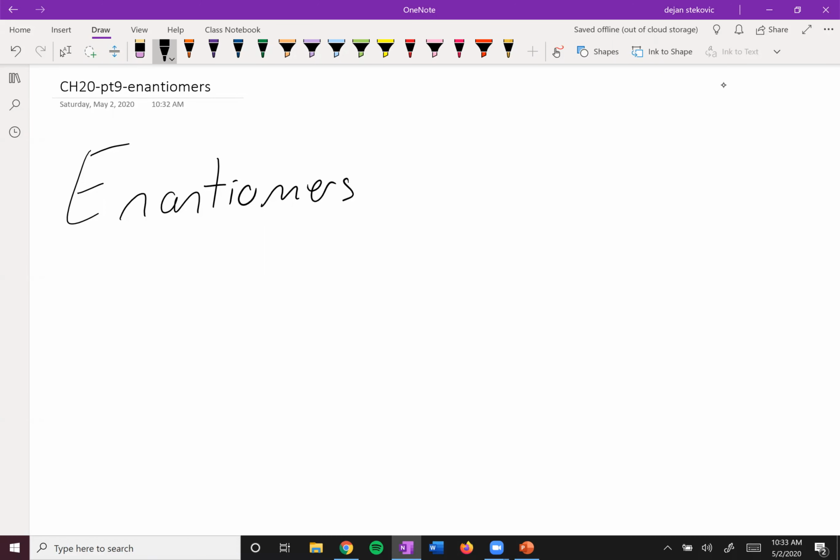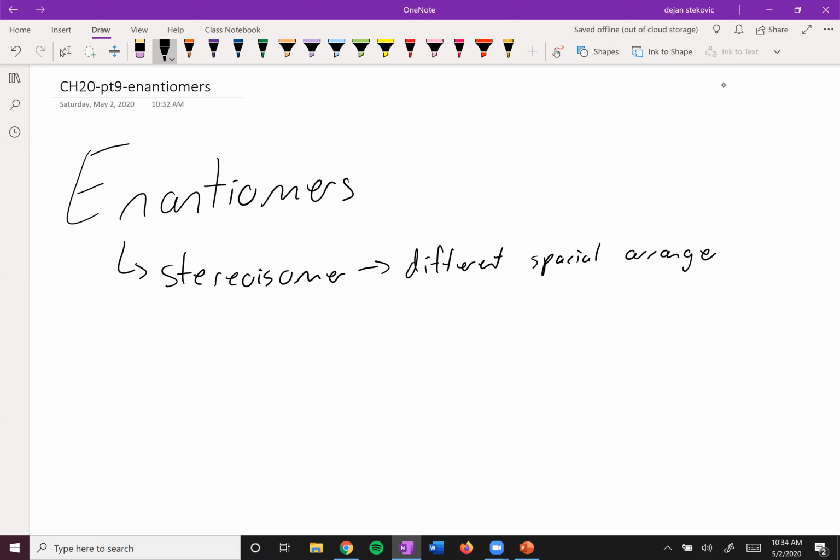All right, so another thing I'd like you to know is the difference between enantiomers. Enantiomers are a type of stereoisomer. They have the same bonding but different spatial arrangement. And remember, enantiomers are non-superimposable mirror images of one another.